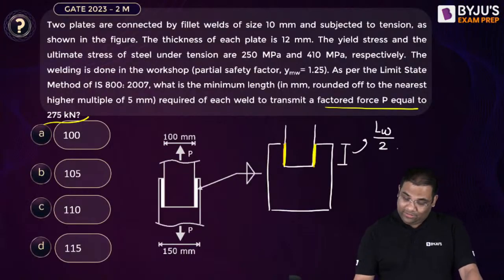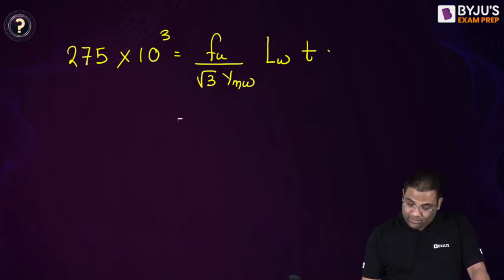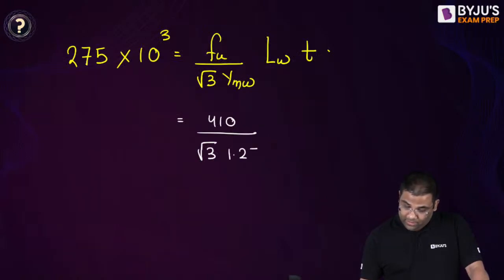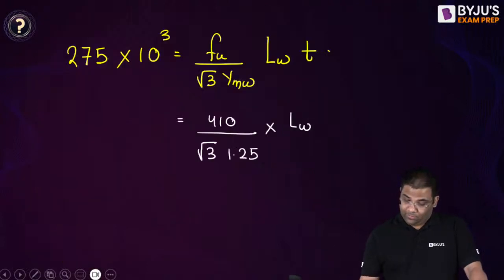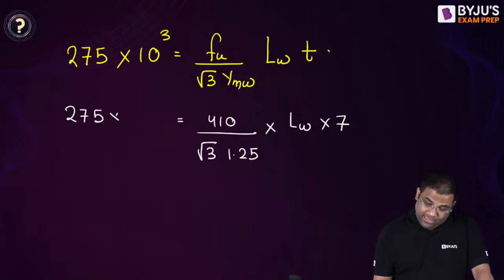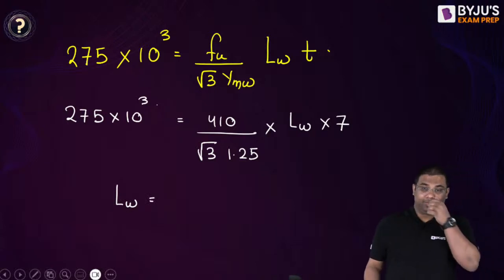Right? And Fu is given 410, the ultimate stress. Don't take the yield stress. So this is 410 divided by root 3, gamma Mw is given as 1.25. Lw we have to find out. And throat thickness is how much? It is given size 10. So throat thickness is 7 mm, right? 0.7 into this. So see, from here you can find out the length of weld. How much length of weld are you getting, tell me?